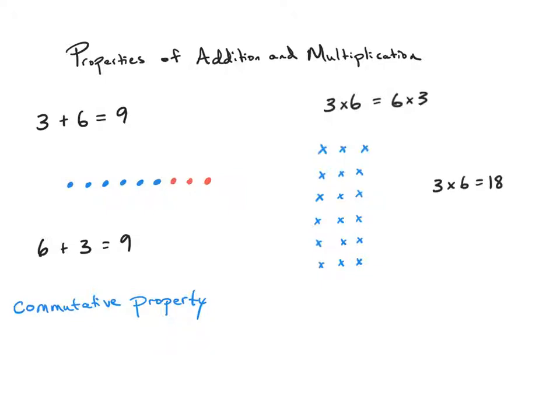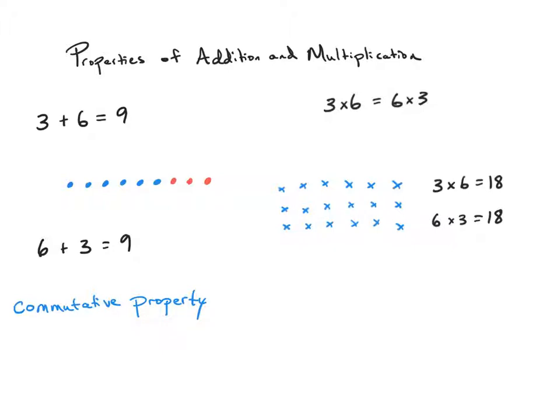But if I were to now rotate my array 90 degrees, I can see that it's no longer a 3 by 6 array, it's now a 6 by 3 array, but it still has 18 x's in it. So this demonstrates that 3 times 6 and 6 times 3 are equivalent. The number of x's did not change simply because I turned my problem around. So multiplication is also commutative.